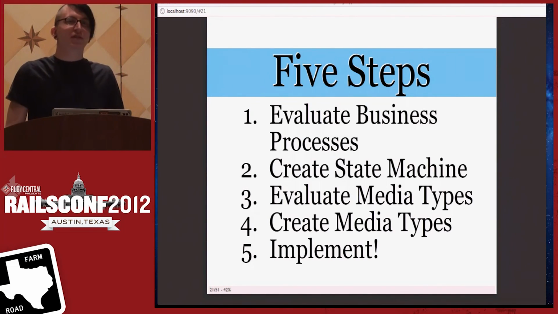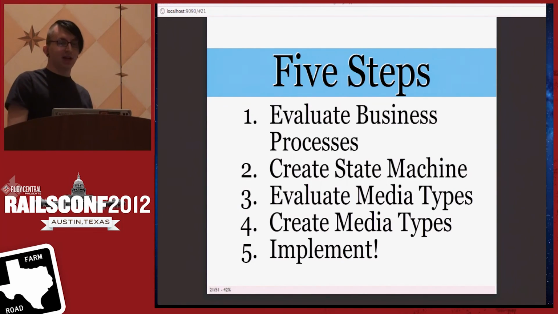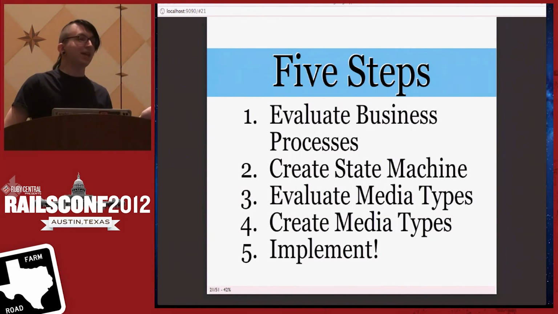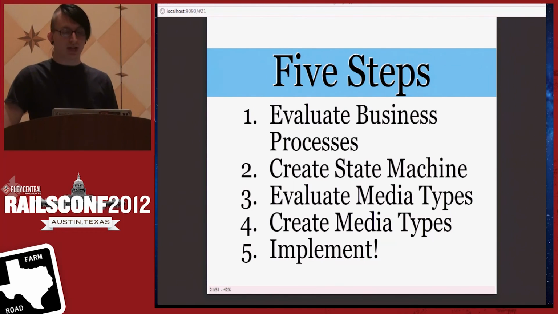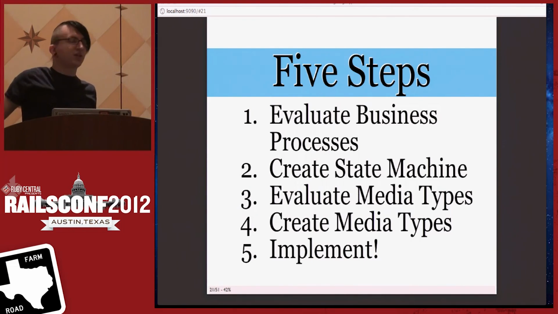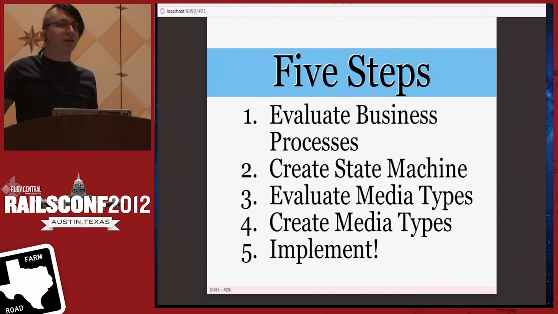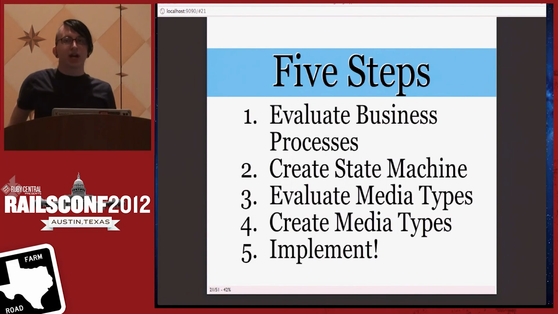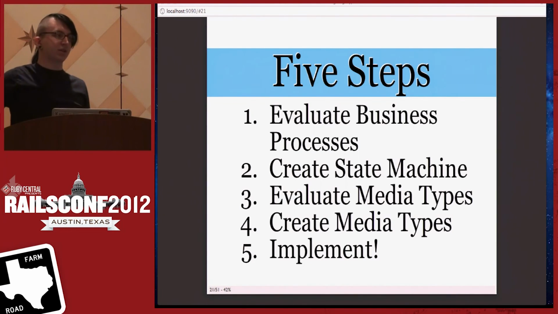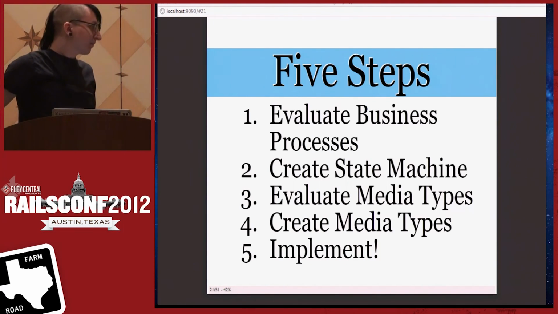Anyway, these are the 5 steps to doing a server. You evaluate your business processes, you create a state machine that represents them, you use that state machine to evaluate your media type needs, you create or use existing media types, and then you implement it with the magical hand wavy, then build it, right? So you notice there's nothing about URLs, there's nothing about objects, there's nothing about routes, so these things are totally irrelevant. And let's talk about all these things.